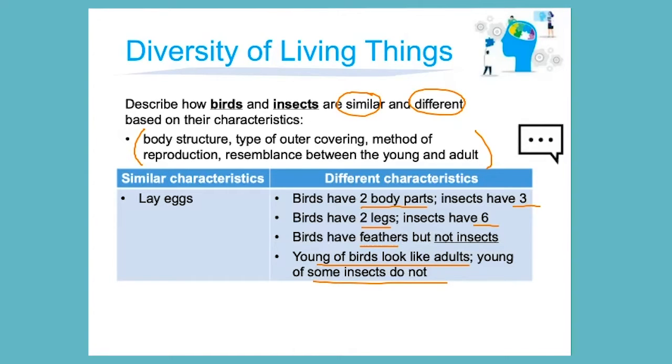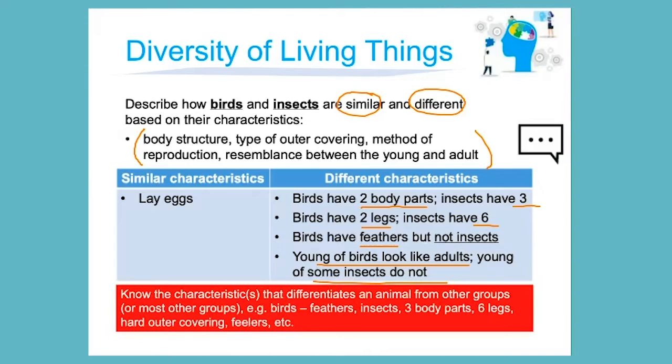Bird eggs are protected by a hard shell, but what about insect eggs? Are insect eggs also protected by a hard shell? It's just that the material that eggshells are made up of will be different from the ones that are making up the eggs of the birds. Okay, so you would therefore need to remember that the characteristics that differentiate one animal from the other group.